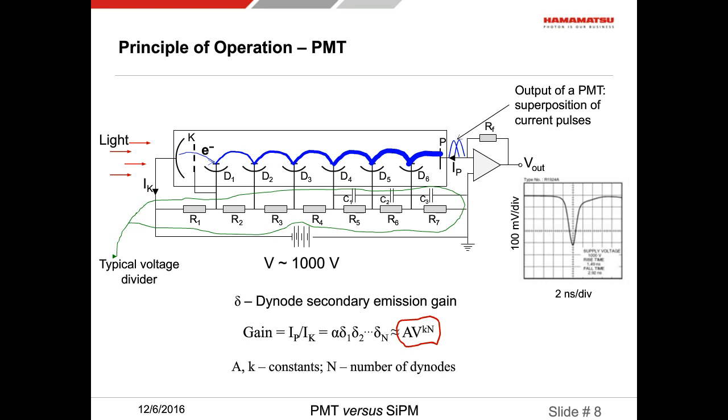One can show that the gain, which is a ratio of anode current to cathode current, can be expressed as a product of deltas, the individual deltas for the dynodes. One can further show that under some assumptions, this gain is proportional to A, which is a constant that is unique to a PMT, V, the supply voltage, K, another constant on the order of unity, and N, the number of dynodes. On the right-hand side, we see a typical pulse coming out of a PMT.